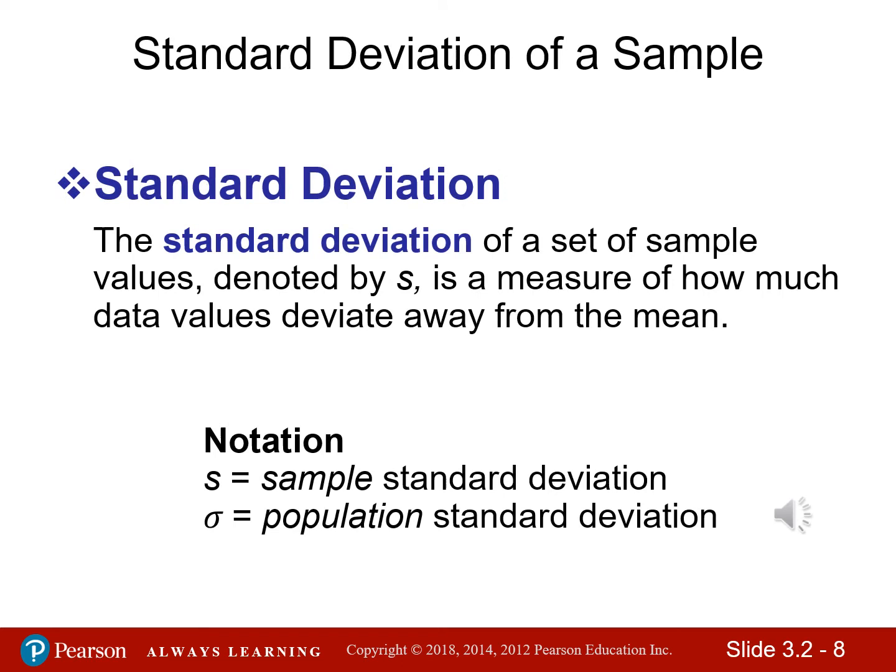The standard deviation of a set of data values, denoted by lowercase s, is a measure of how much the data values deviate away from the mean. The notation used to represent the standard deviation is as follows. The sample standard deviation is denoted by a lowercase s, and the population standard deviation is indicated by the lowercase sigma.